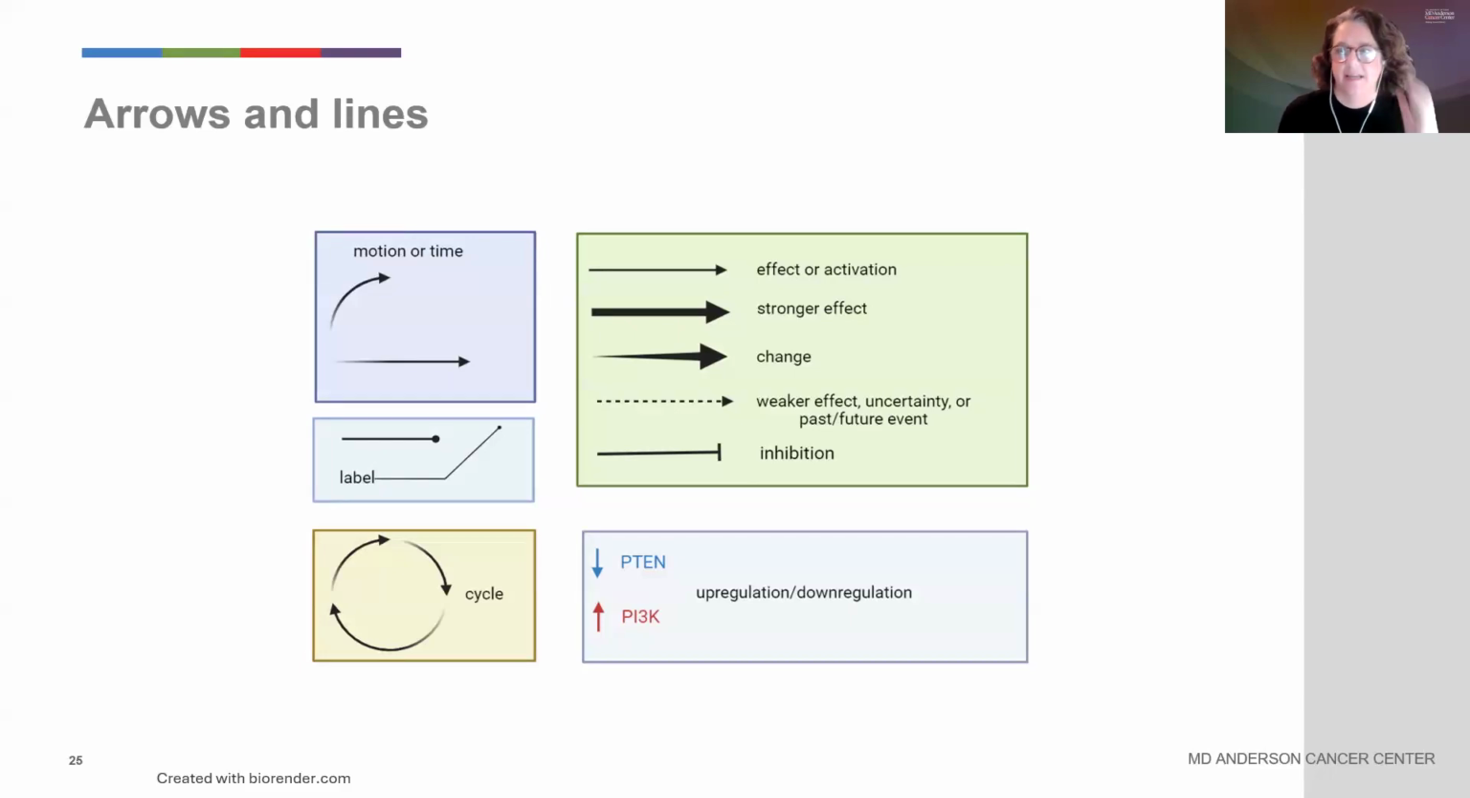Inhibition is usually indicated with the T at the end of the line. And you can also use color and arrows to indicate things like upregulation and downregulation. Color and or arrows, whichever you like. And just be aware, if you can, at all costs, avoid crossing lines and arrows because it just gets really visually messy.